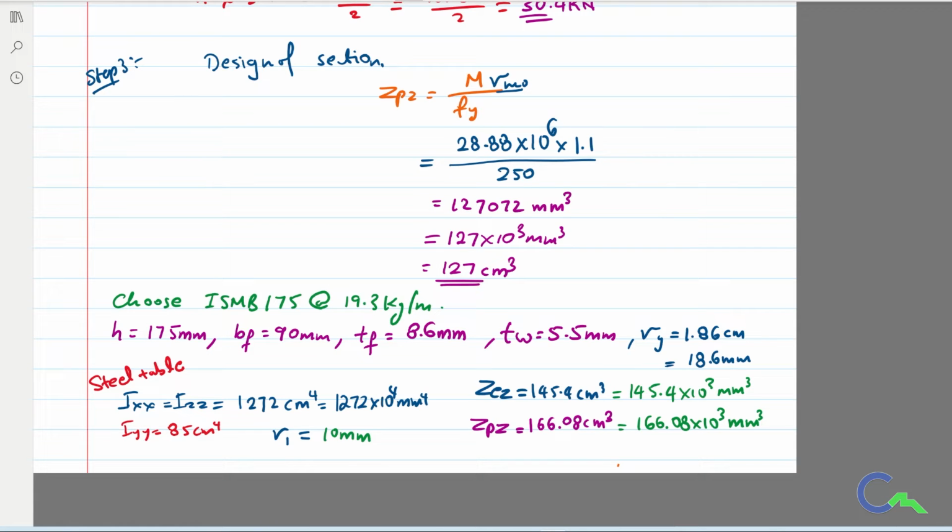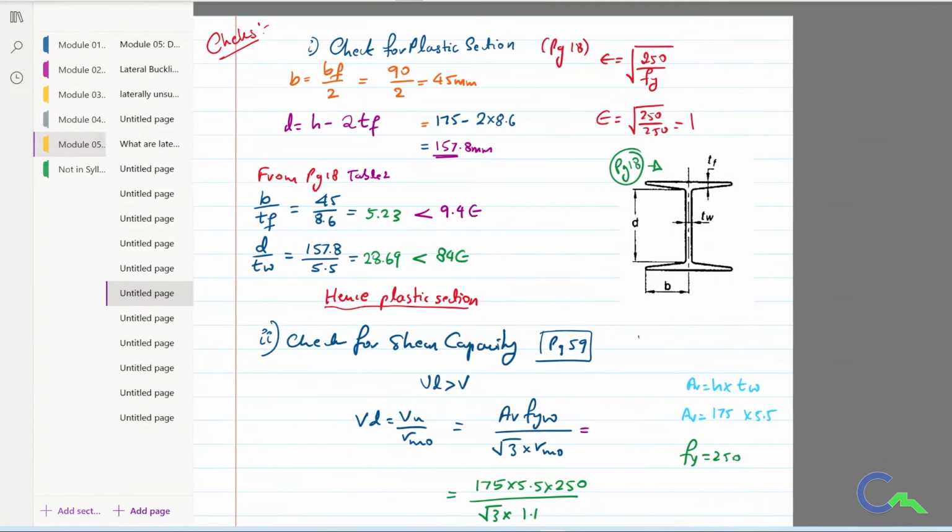After choosing that particular section, I have to note down all these values from the steel table. All the values are not available in IS-800, so again we have to go back to the steel table. ZEZ is also required, ZPZ is also required. One more important thing we have to refer is the root radius, that is R1, which we also have to note. Once I choose the section, we have to do all the checks.